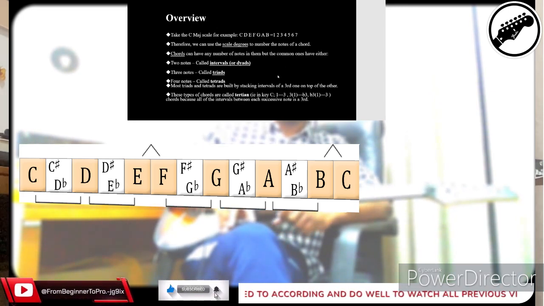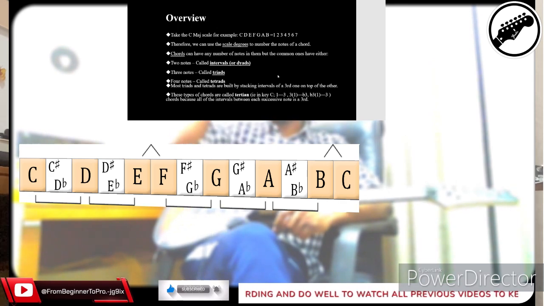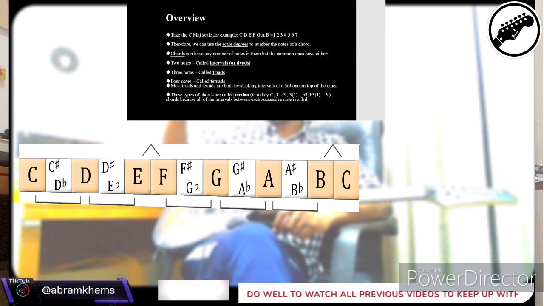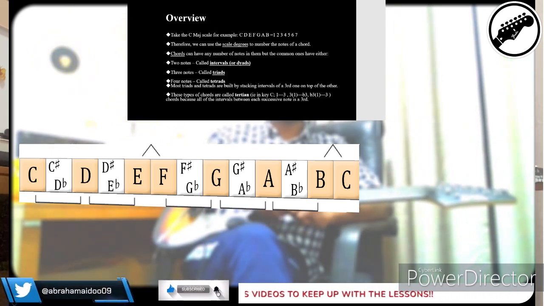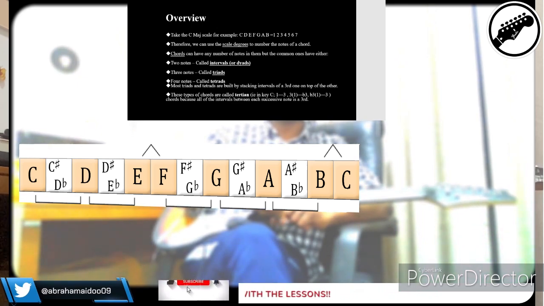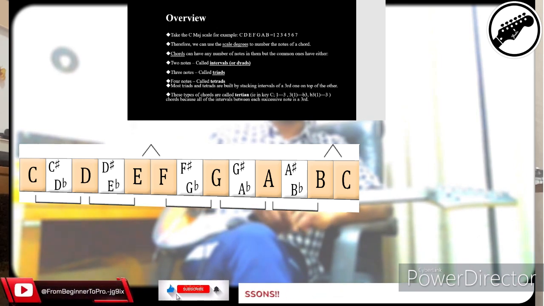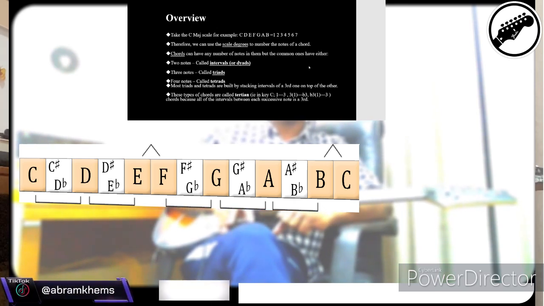When you have a case like that, by stacking intervals of a third on top of the other, we call such chords tertian chords. So the triad is an aspect of a tertian chord, and the seventh chords as well. They are also tertian chords.